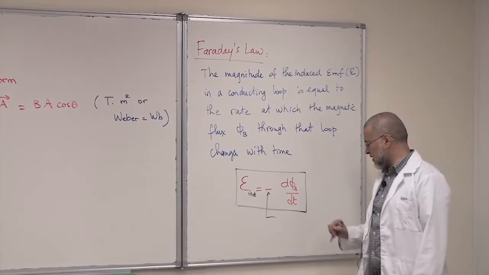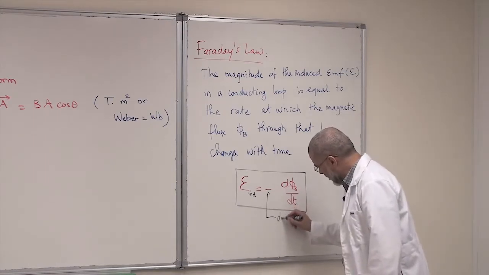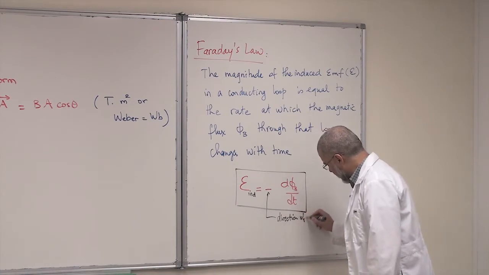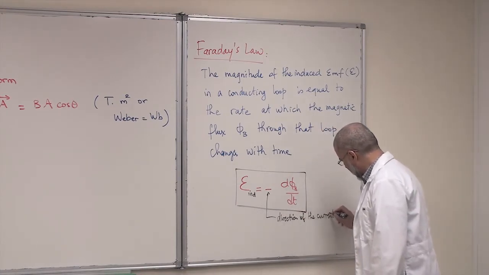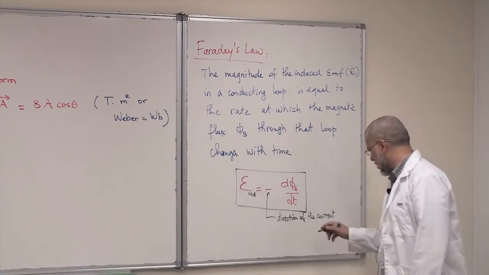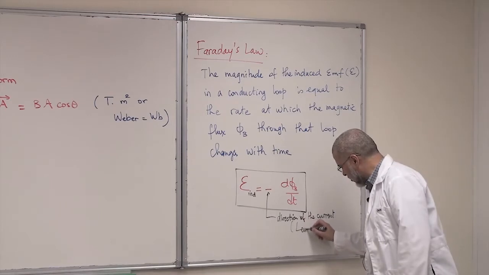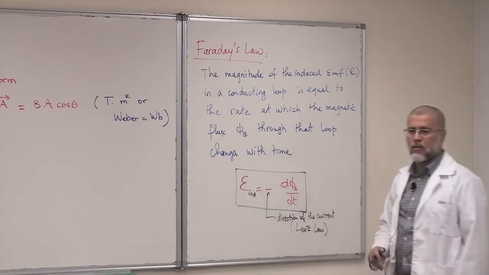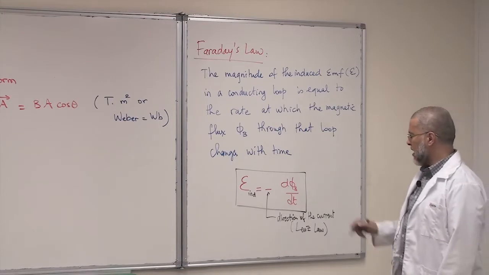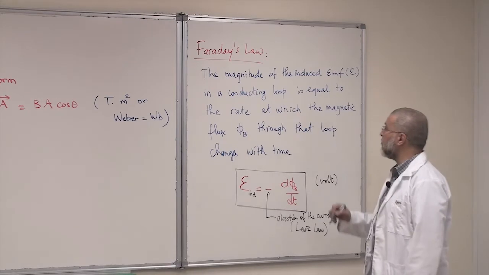The minus sign is related to the direction of the induced current. Remember, the induced current changes direction depending on the situation. The direction of the induced current is described by Lenz's law, which we discuss later. The unit is volt, of course, since it's an EMF.